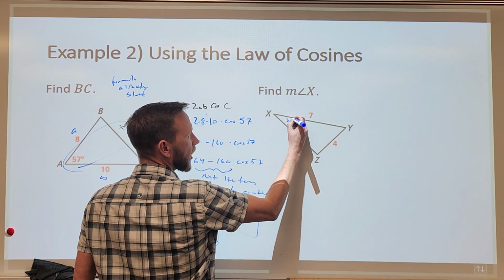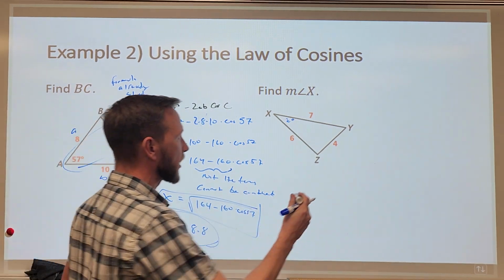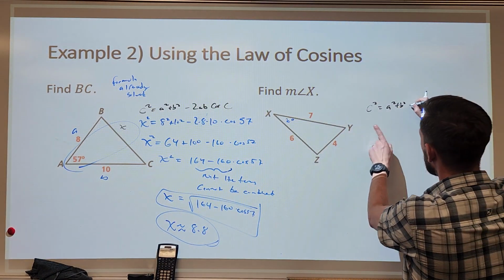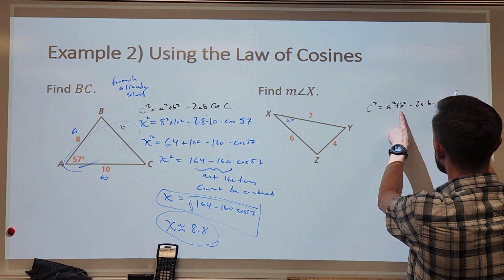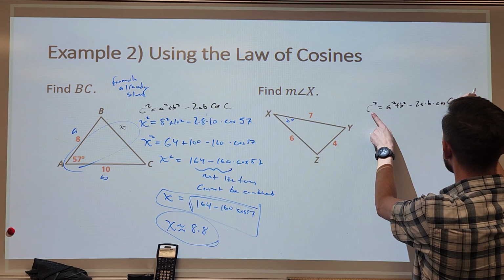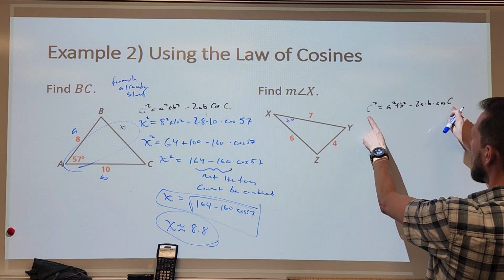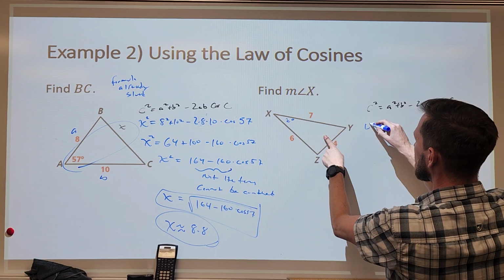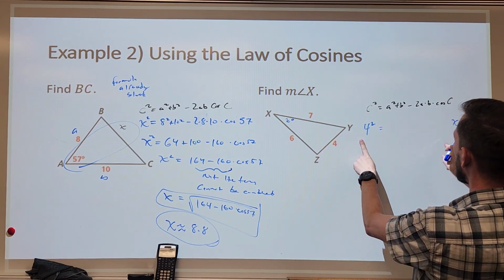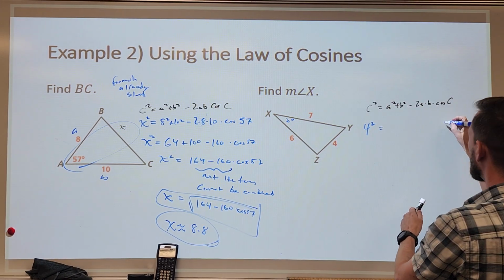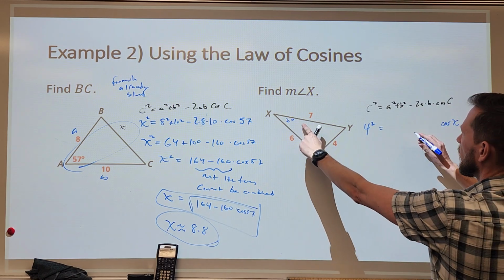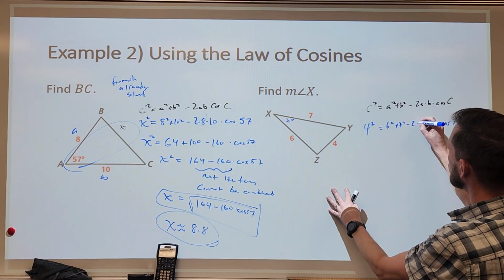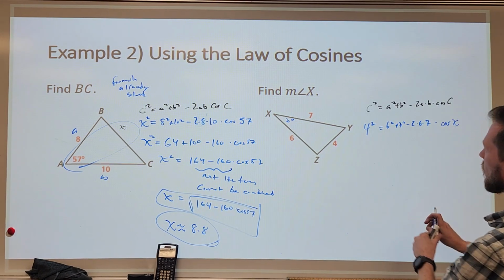Here we're going to find the measure of angle x. This one's going to be x degrees. We're going to write our formula down again. C squared equals a squared plus b squared, just like the Pythagorean theorem, but we're going to minus 2ab times the cosine of this unknown angle. The unknown angle this time is x degrees, and the side opposite is 4. So I've got 4 squared equals 6 squared plus 7 squared, just going in order there, minus 2 times 6 times 7 times the cosine of x.